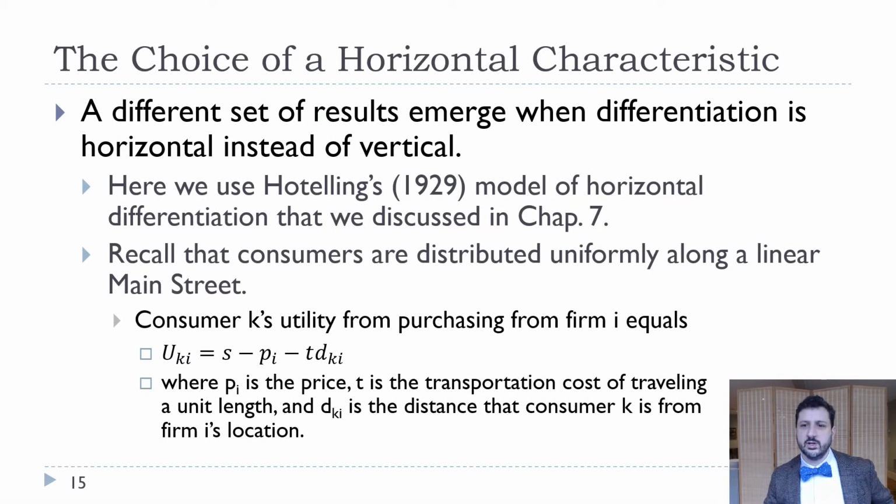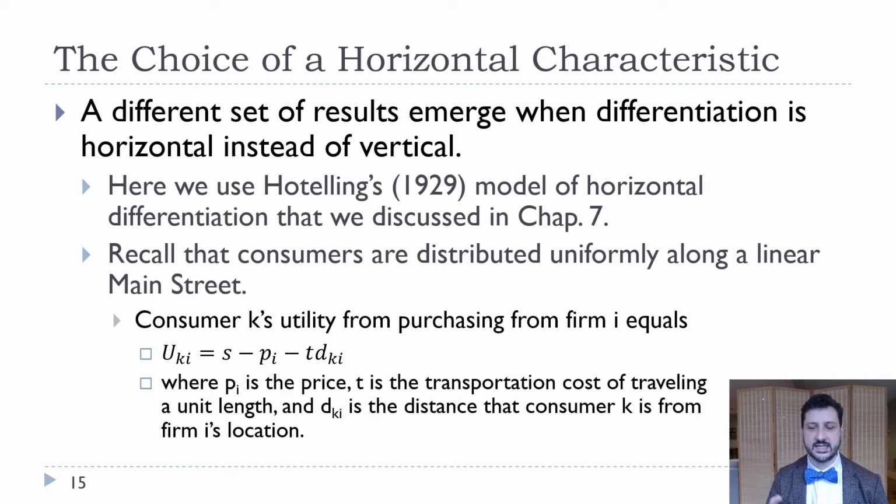In the last couple of videos, we talked about quality choice, right? So choosing quality level for a monopoly and choosing quality level for an oligopoly. And what we saw for the oligopoly was that they wanted to be as far apart as possible. And so what we want to do here is think about choosing a horizontal characteristic. And so we're going to use the Hotelling model that we talked about in chapter 7.